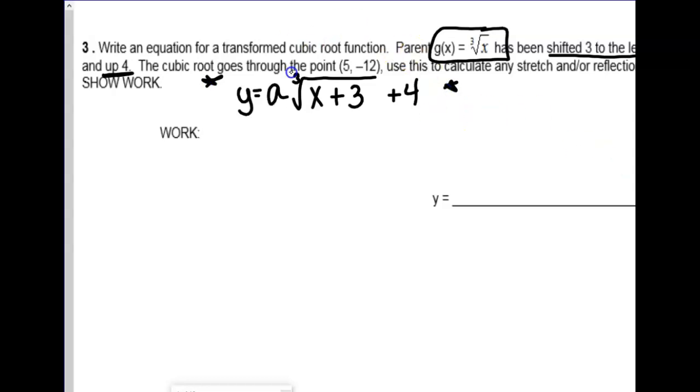Now you keep reading the question, and they give you a point that you can utilize. They said when x equals 5, y equals -12. Use that point on your next line and plug in -12 for y. I still don't know a. I still have the cube root of, but now I know that x is 5.